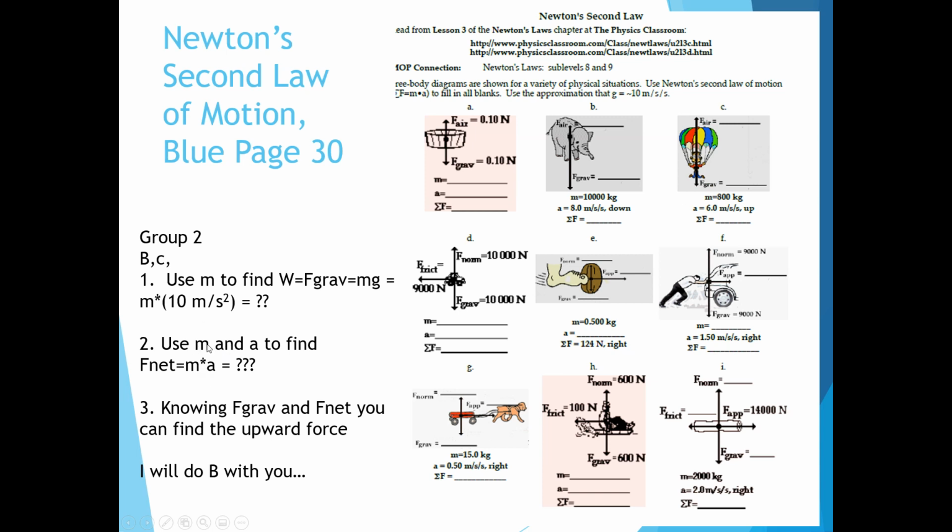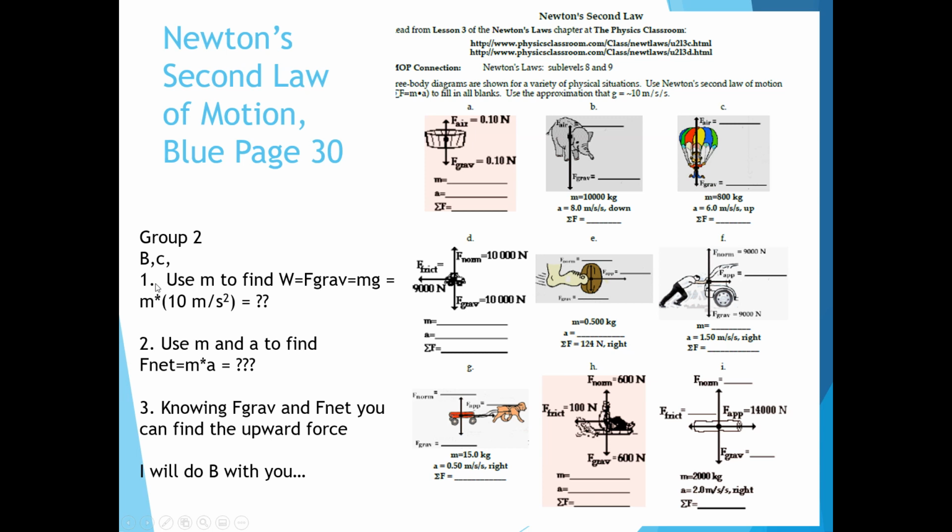Then you can also use mass times acceleration to find the net force. So the net force equals mass times acceleration. You can fill that in. Once you have those two, you know the downward force, you know the overall net force, you know the direction of the net force, you should be able to fill in what the upwards air resistance is.